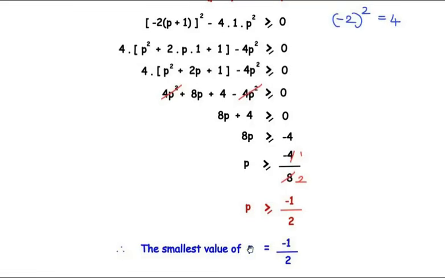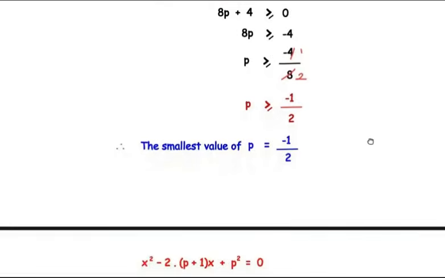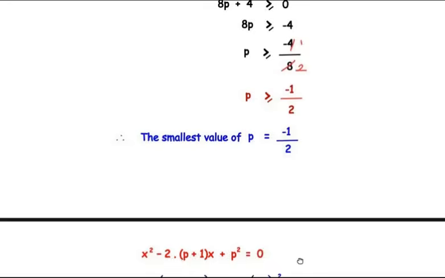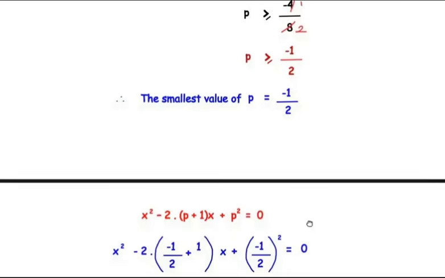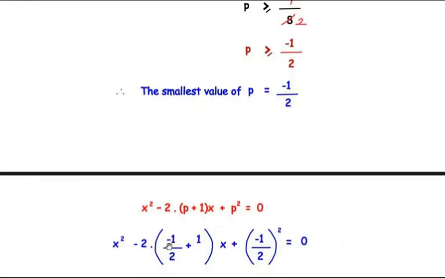So here we have reconsidered the equation which was given in the question, that was x square minus 2 times p plus 1 times x plus p square equal to 0. Now wherever we have p, we are going to substitute negative 1 over 2 over there. So here we get x square minus 2 times, now in place of p we have written minus 1 over 2 plus 1 times x plus p square. So in place of p we have written minus 1 over 2 the whole square equal to 0.